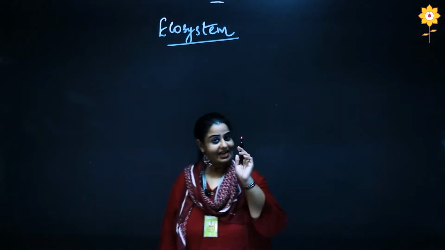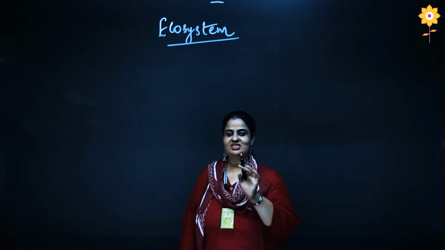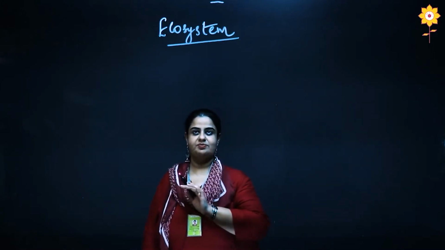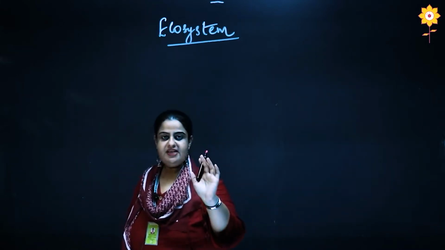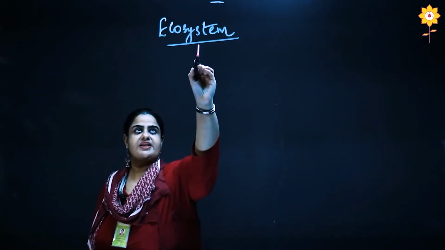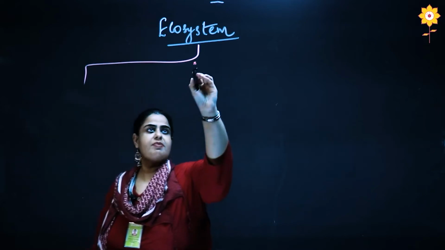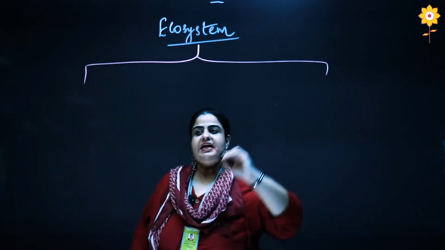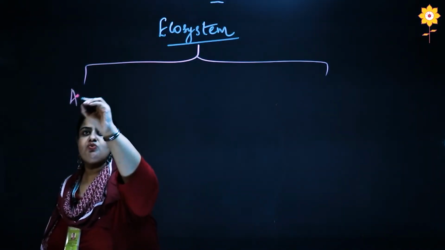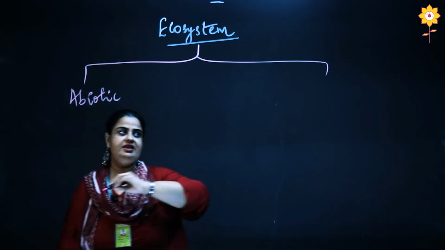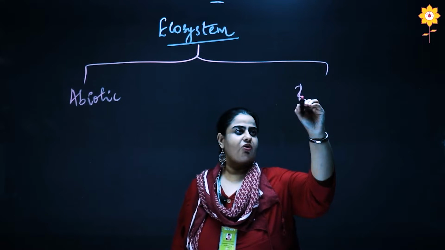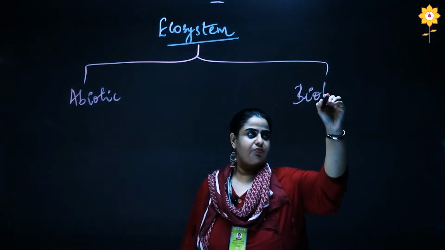Now, let us turn our focus to the structure of ecosystem. This is one of the most important topics. We get the basics right, we get the concepts right. Now, when I discuss ecosystem, like I told you, it is classified into two components: abiotic components, that are the non-living components, and the biotic components, which are the living components.